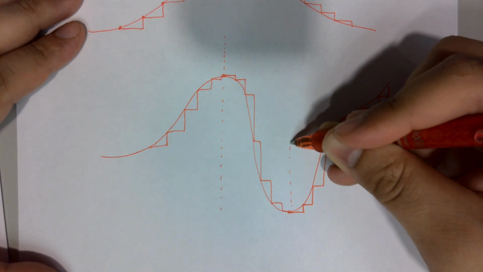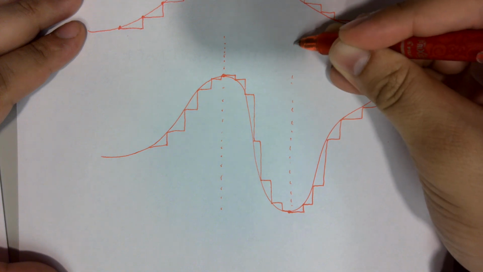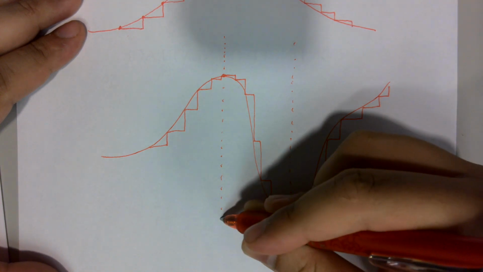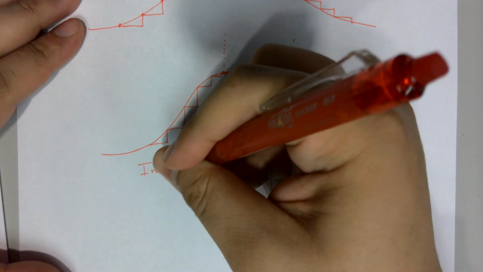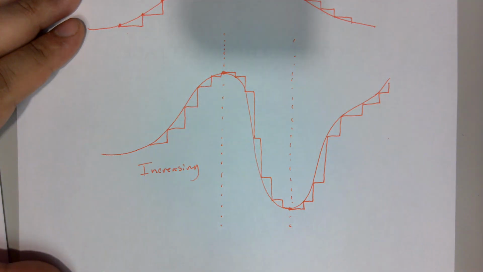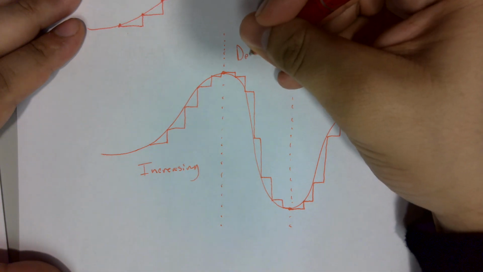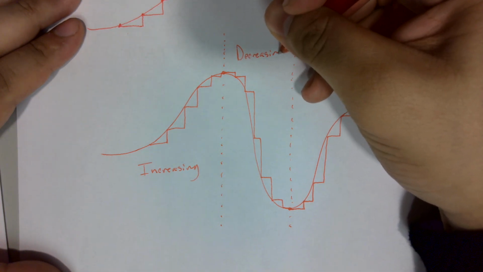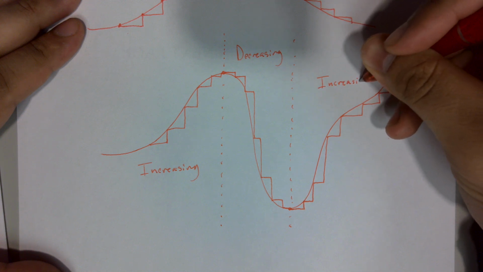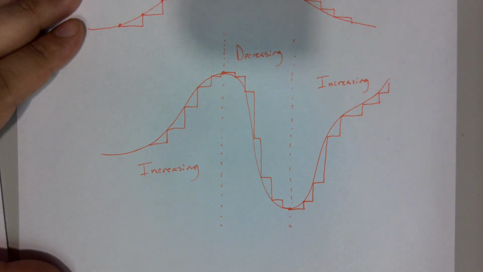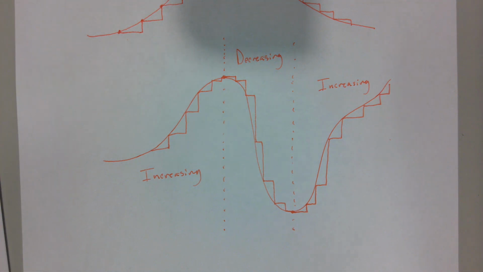So we can see that our function on these intervals right here is increasing, over here decreasing, and then increasing again over here. So with that little refresher, now let's look at our function and see if we can find where it's increasing.